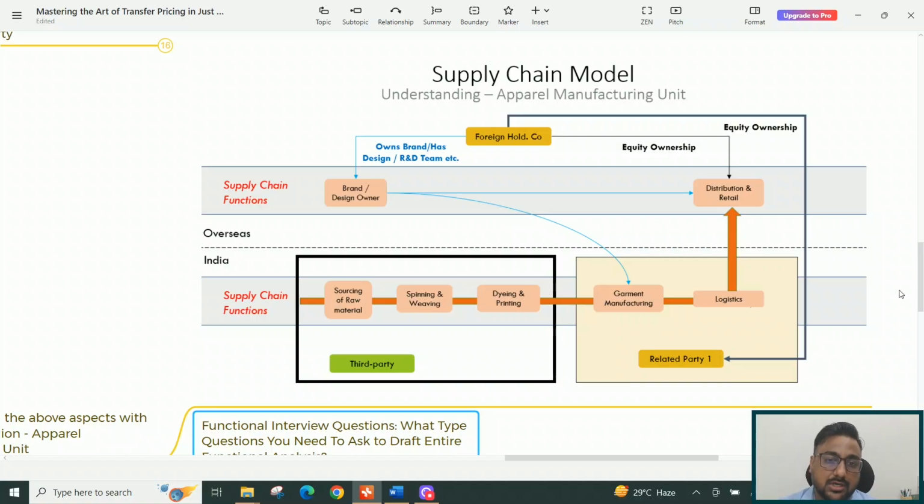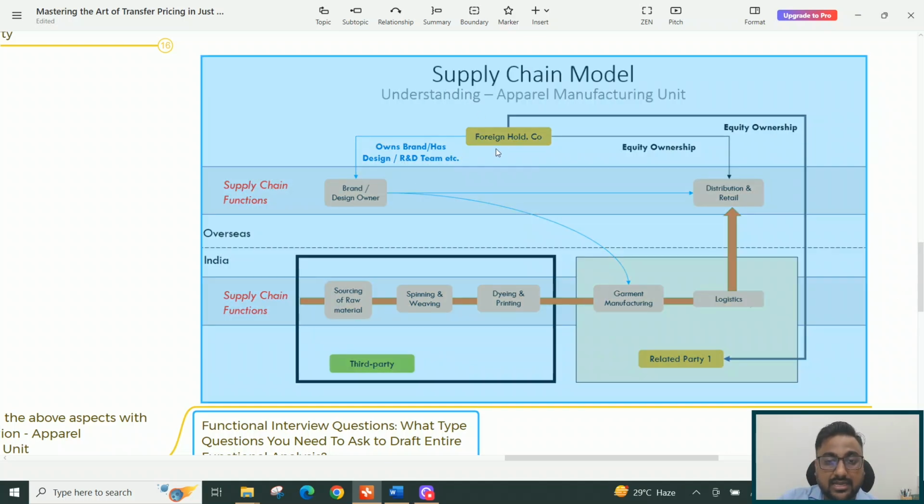Now we need to understand one more part, that there could be many different types of scenarios. For example, a foreign holding company can provide sourcing support to this manufacturing entity as part of the excellence or expertise which they have. They can also provide sourcing support to this related party in sourcing of materials due to their connects and everything, right? It may be possible. Now the foreign holding company can also be engaged in approval of these sourcing, spinning and dyeing vendors, right? It may happen.